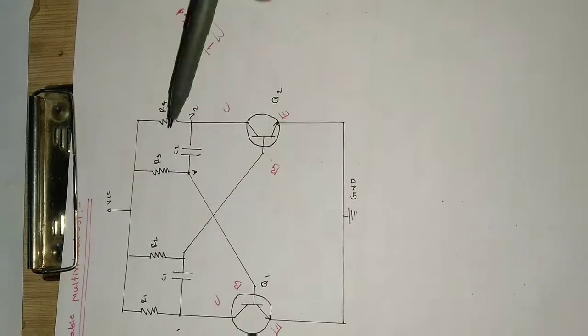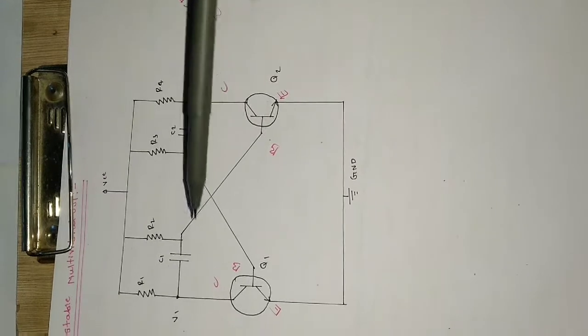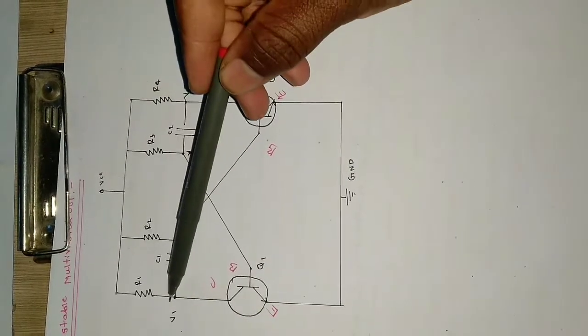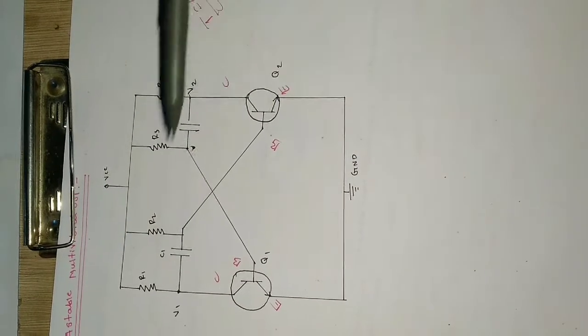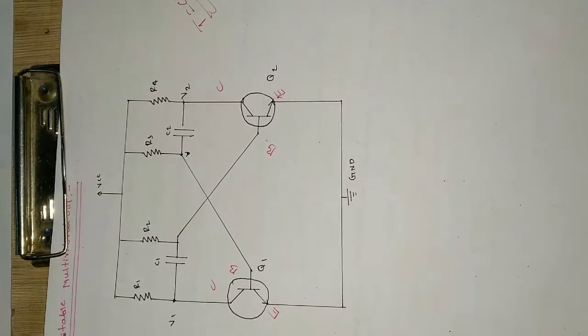Okay, so this is the collector resistance for the transistor Q2, that is R4, and this is the collector resistance for the transistor Q1, that is R1. This is the voltage which is present at the capacitor terminal, and this is the voltage V2 which is present at the capacitor terminal C2.